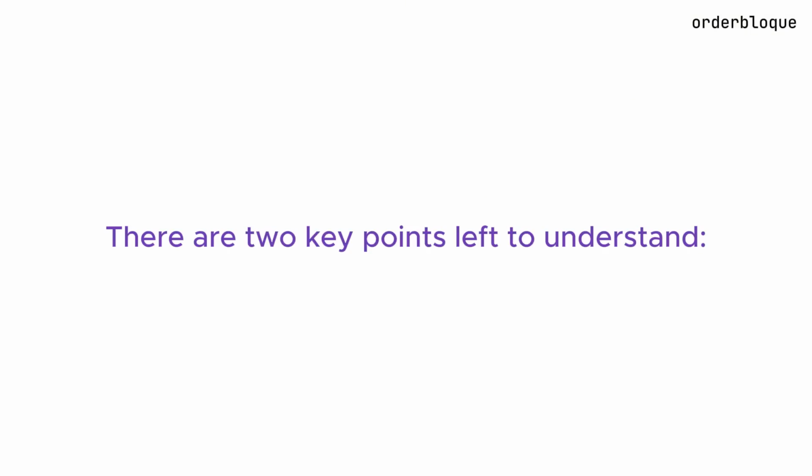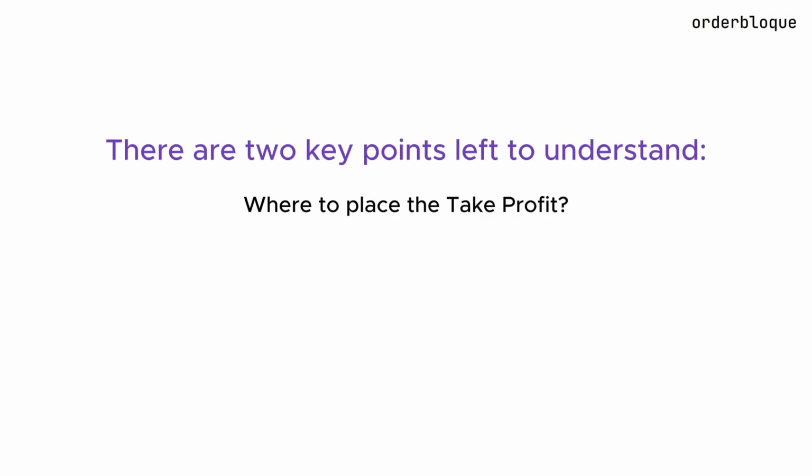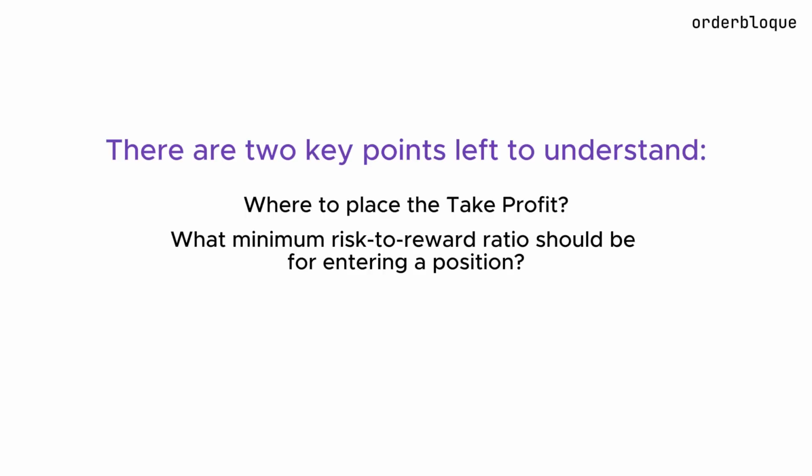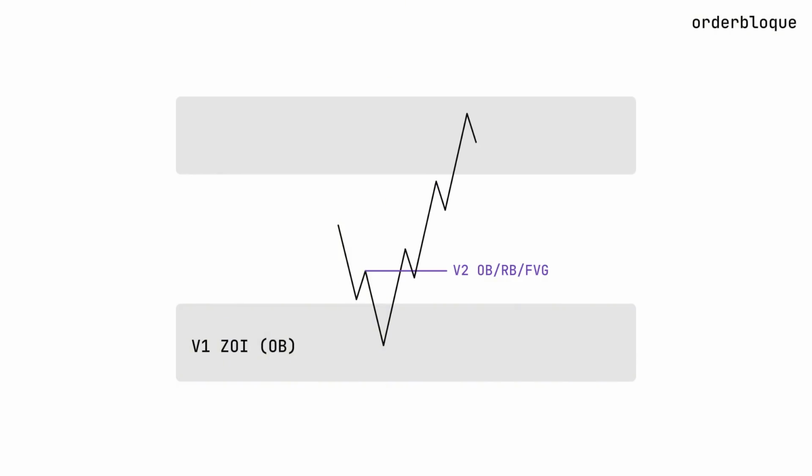There are two key points left to understand: where to place the take profit and what minimum risk to reward ratio should be for entering a position with this combination. Let's start with the logic itself. If variable number 1 in the form of a zone of interest is validated by variable number 2 in the form of volume confirmation, then there is a higher probability that the price will tend toward the opposite zone, or as we say, the trouble area on the equivalent time frame. Therefore, if the risk-reward exceeds the minimum mark of 1.5, you can enter the position.